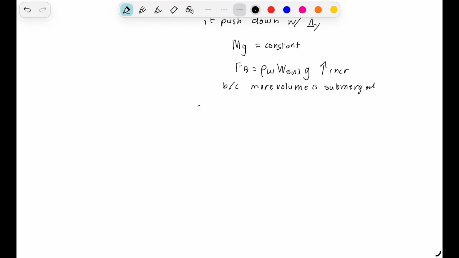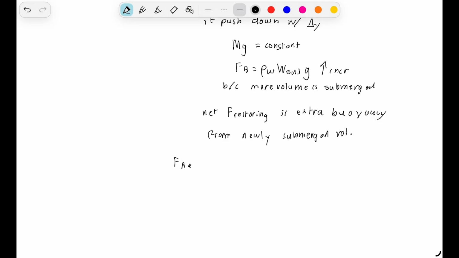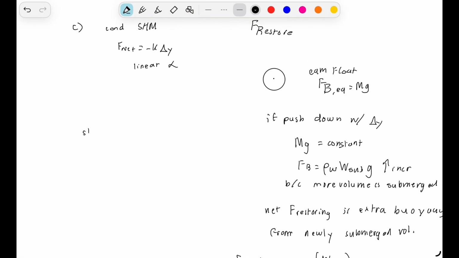And now the net F restoring is going to be the extra buoyancy from our newly submerged volume. So your F restoring now is going to be equal to rho delta V submerged times G. So we have to know that a slice of the sphere is not constant, though.